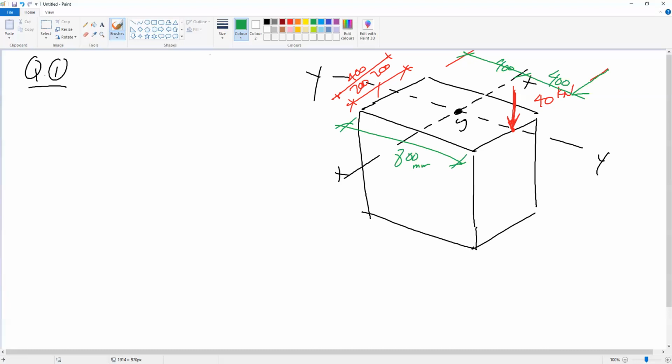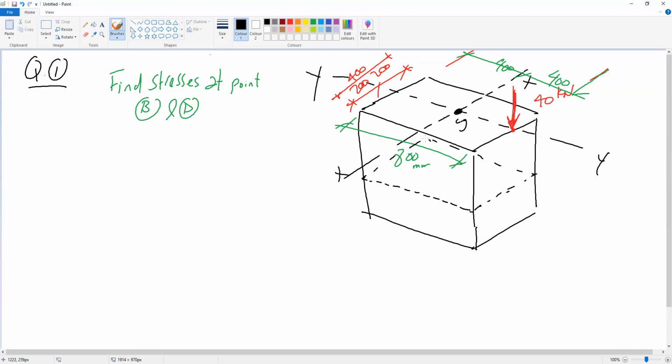The requirement is to find stresses at point B and point D. Where is point B and D? Point B and D are somewhere here. Here is point D, and here is point B. Okay, so we need to find the stresses at point B and D.